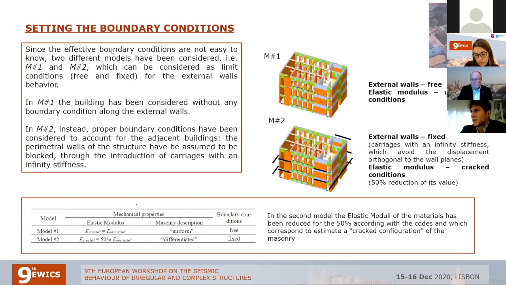In order to set the boundary conditions of this model, we define two limit conditions. The first, model number one, has been considered as free, without external confinement, and model number two has the external walls fixed, modeled with carriages of infinite thickness, which avoid the displacement orthogonal to the wall planes. Moreover, concerning the elastic Young moduli of the masonry materials, we adopt two different strategies, defining an unfractured condition for model number one and a fractured one for model number two. So this is how we work.